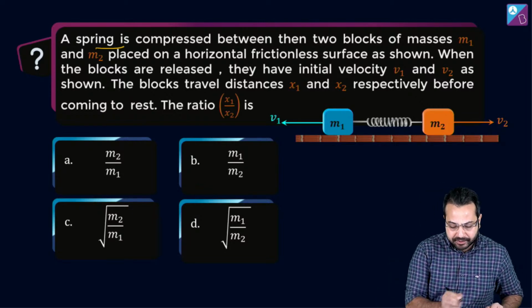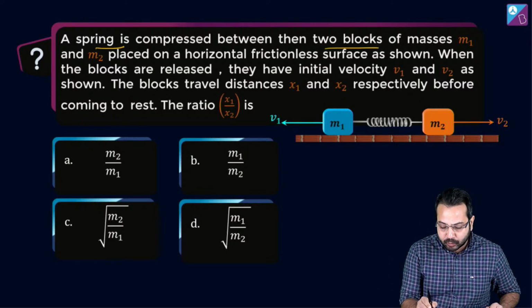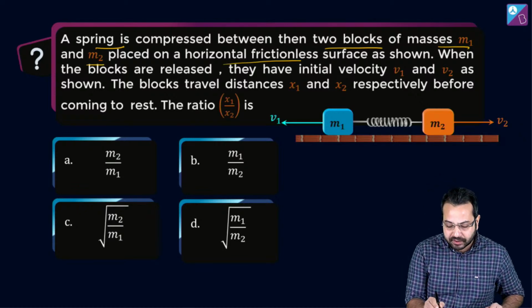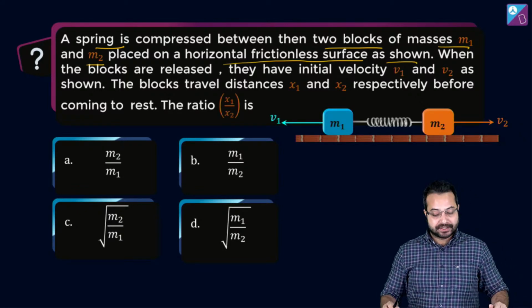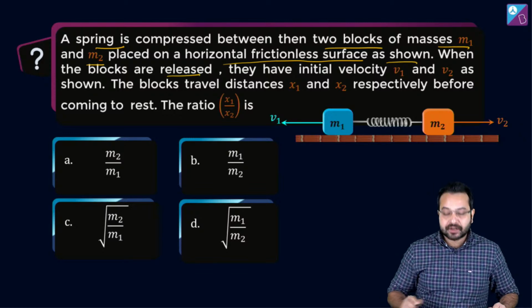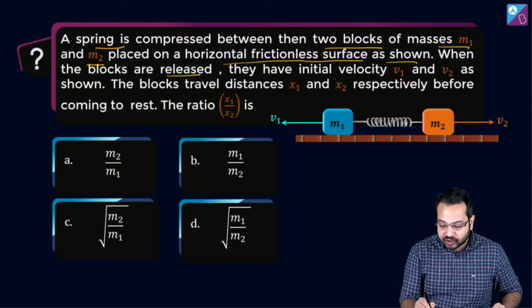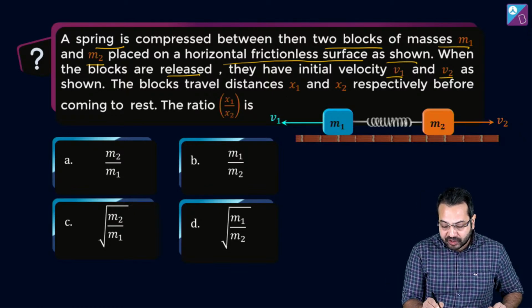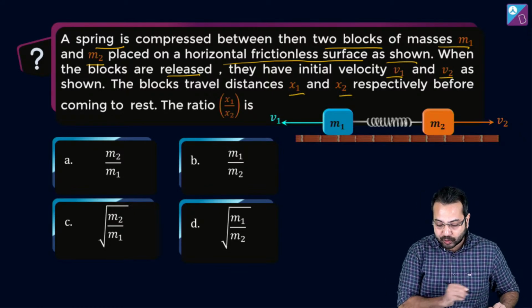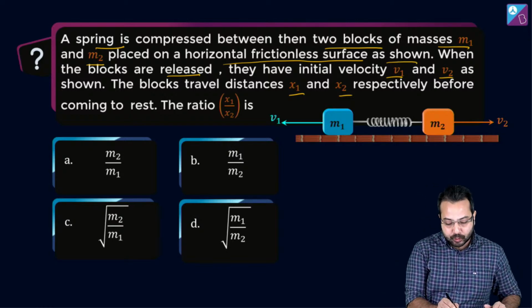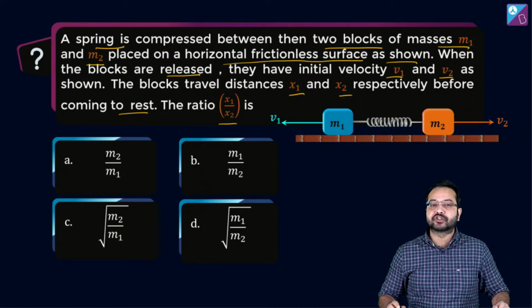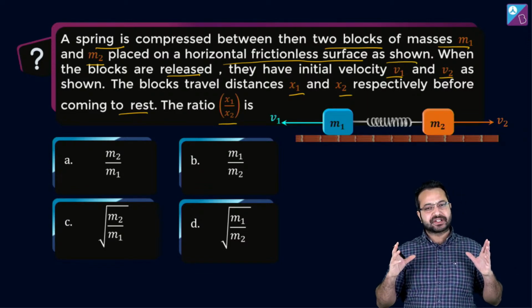We have a spring which is compressed between two blocks of masses m1 and m2 placed on a horizontal frictionless surface as shown in the diagram. When the blocks are released, they have initial velocities v1 and v2. The blocks travel distances x1 and x2 respectively before coming to rest. We have to find the ratio x1 by x2. I hope the question is clear.